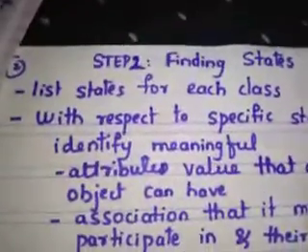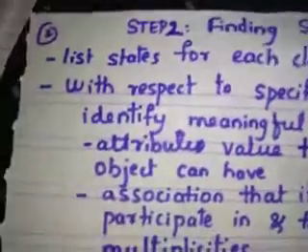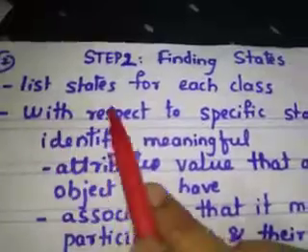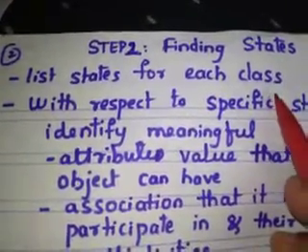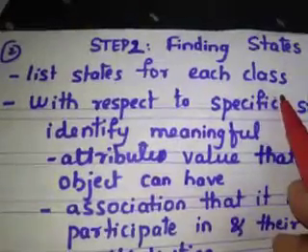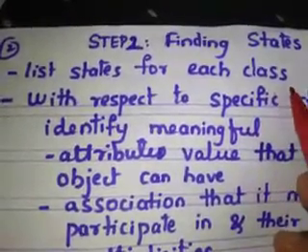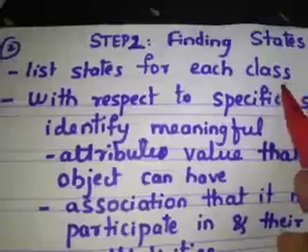Once we find out the different classes that have the different states, next is to find out those states which are associated with the classes. So list the states for each class. I have found a class and I say it has different states associated with it, so I need to check what those states may be.